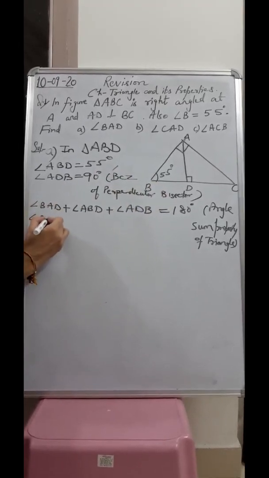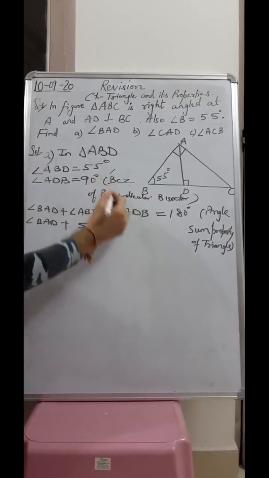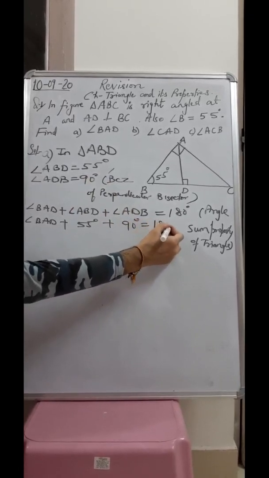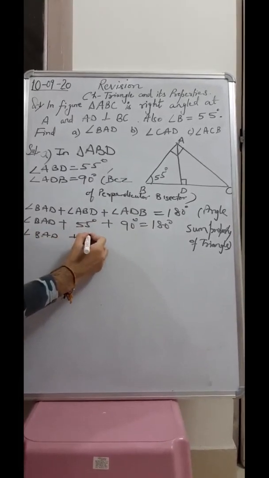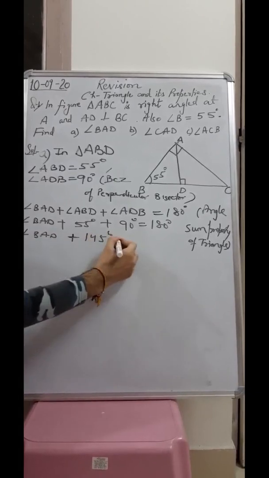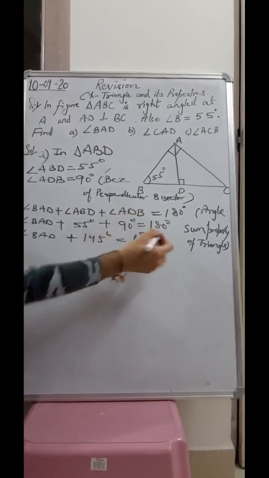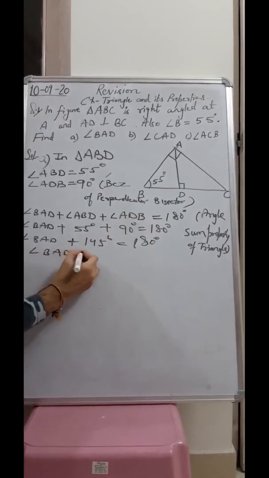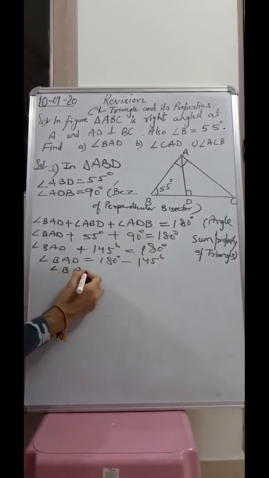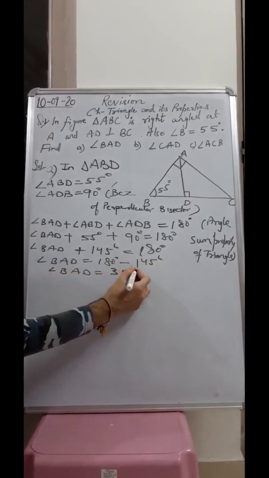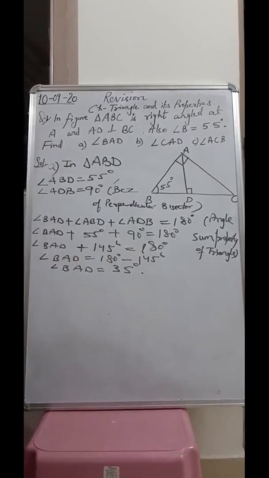So angle BAD we have to find out. Angle ABD is how much? 55 degree. Angle ADB is 90 degree, equal to 180 degree. So first we are going to add these two. This gives you 145 degree equal to 180 degree. So this we take on the right hand side. So therefore angle BAD will be equal to 180 minus 145 degree. So angle BAD will be equal to 35 degree. In this way we can find out angle BAD, that is 35 degree.